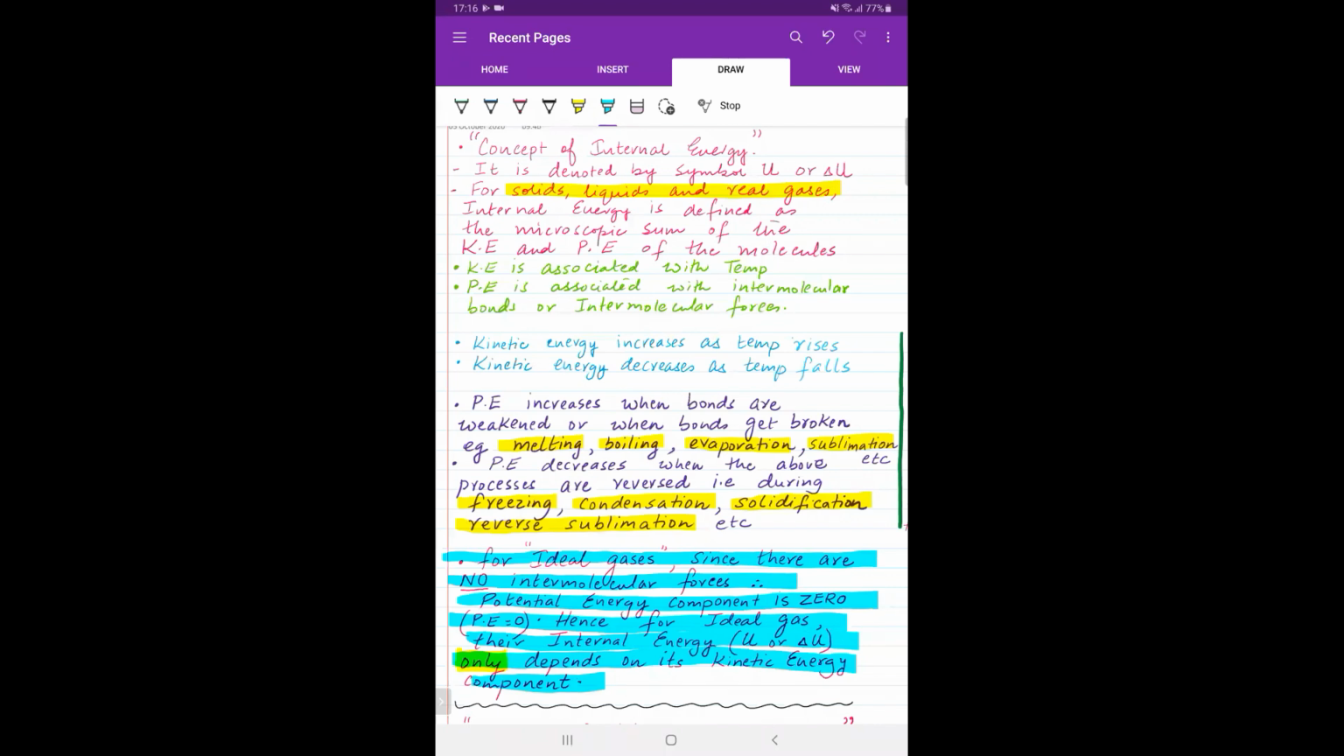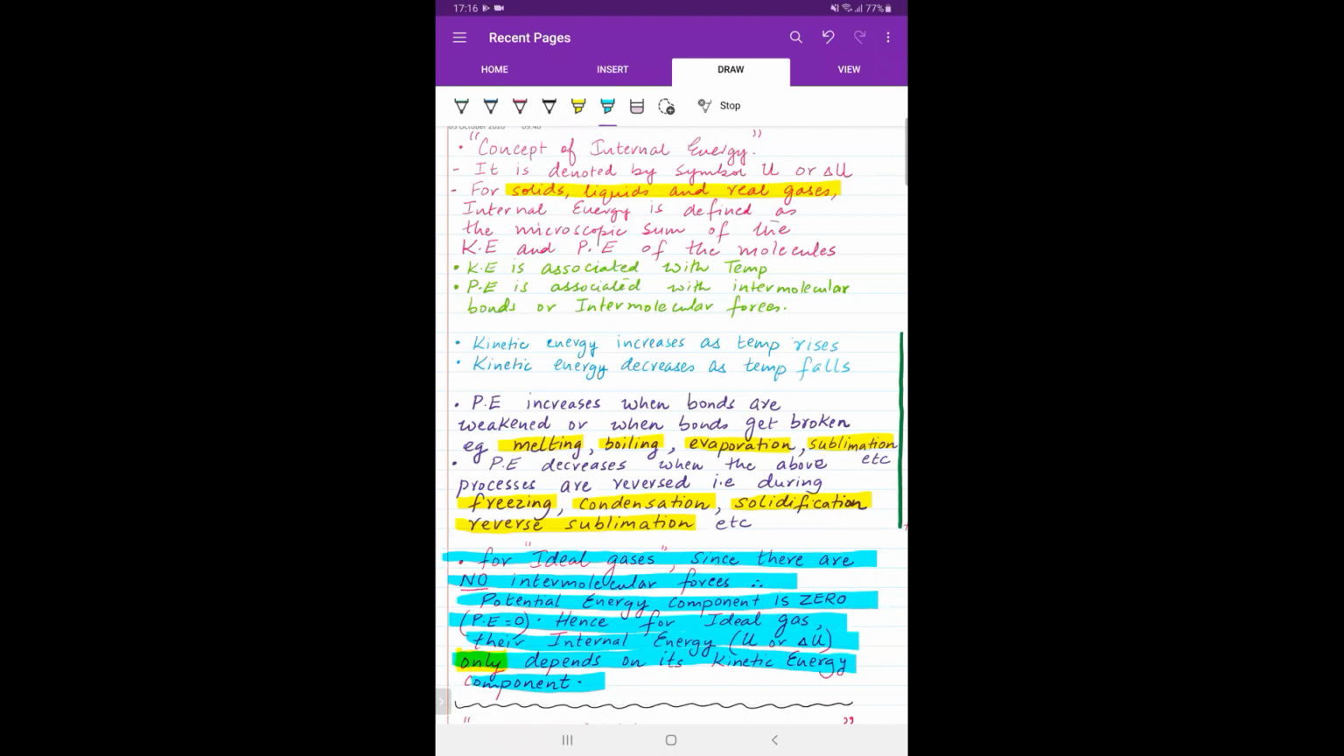Okay, so as far as ideal gases are concerned, the last paragraph, since there are no intermolecular forces, therefore the potential energy component for ideal gases will be zero. Hence, for ideal gas, their internal energy U और delta U, दोनों सिंबल सही है जो आपको सूट करे, only depends on their kinetic energy component.